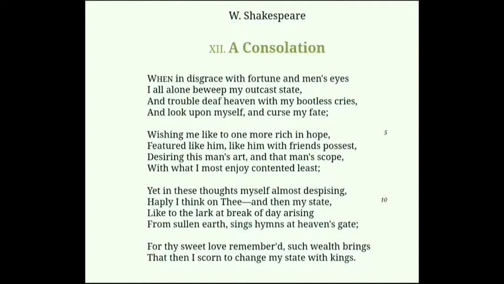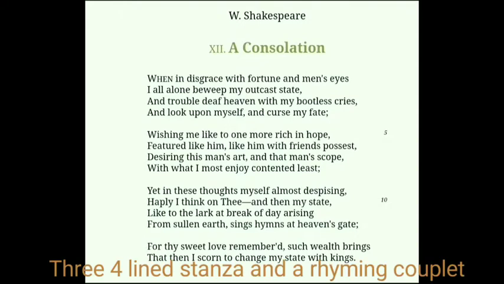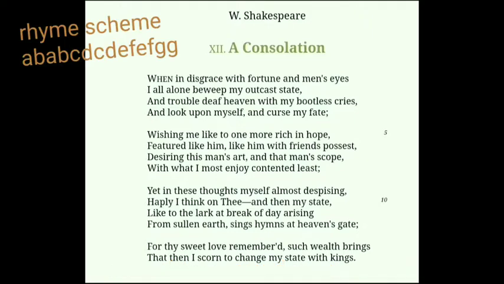So, we have seen the structure of the poetry, that is, it is divided into 3 stanzas of 4 lines each and a rhyming couplet. Now, let's see the rhyme scheme of the poetry. You see, the first line, eyes, is rhyming with the third line, cries, and the second line, state, is rhyming with fate, and sequentially all the other stanzas follow the same pattern: hope and scope, possessed and lest, despising and arising, state and gate, and obviously the last rhyming couplet, that is brings and kings.